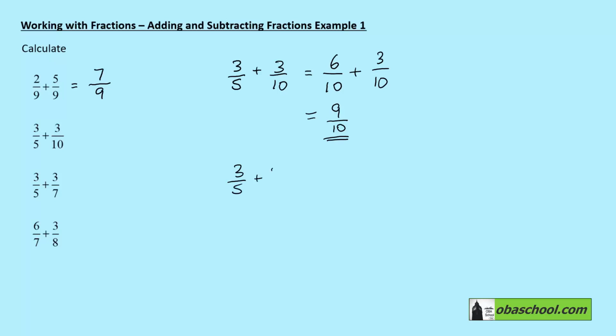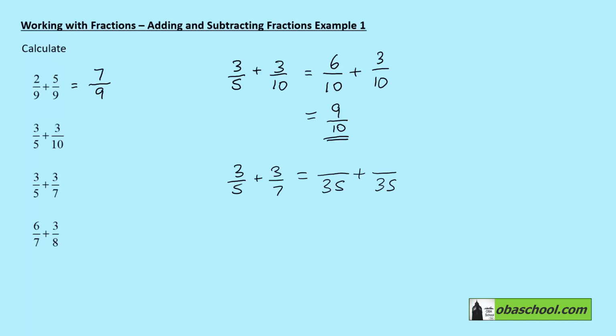With 3 over 5 plus 3 over 7, we want the same denominator. And a good common denominator here is 35, which is just 5 times 7. It's best to get the lowest common multiple. And in this case, that is the lowest common multiple. But that isn't always necessary because you can cancel afterwards.